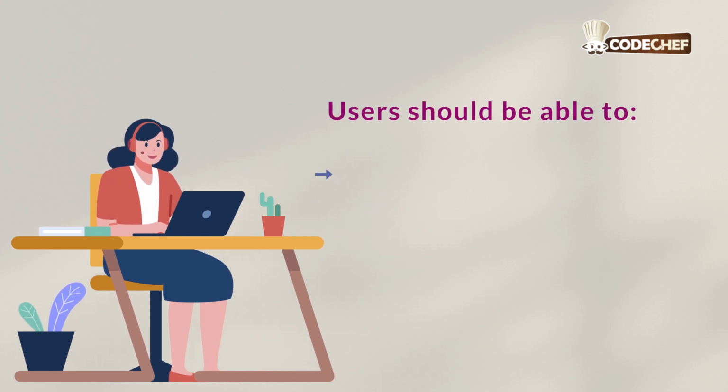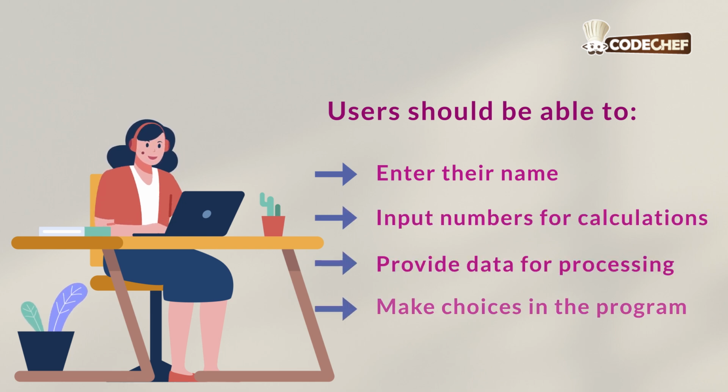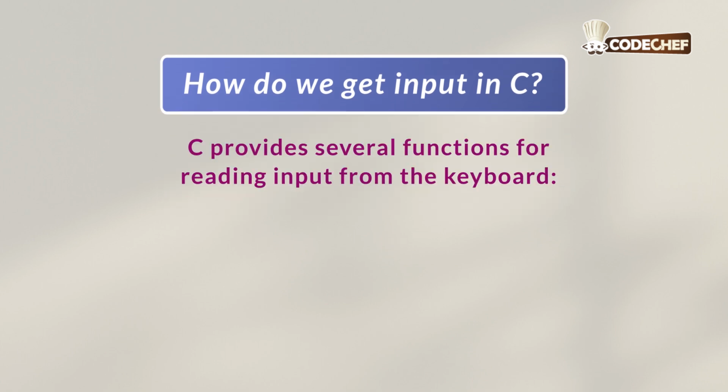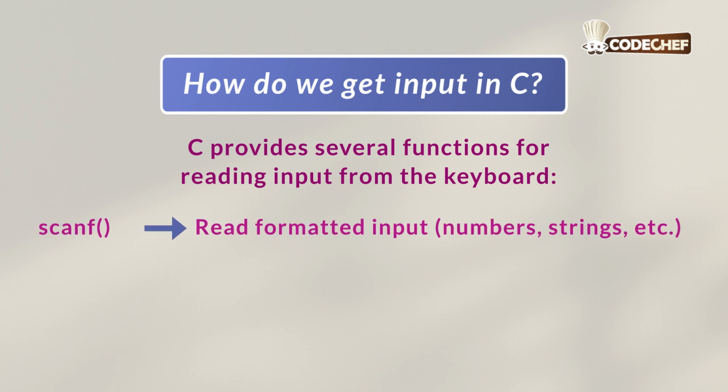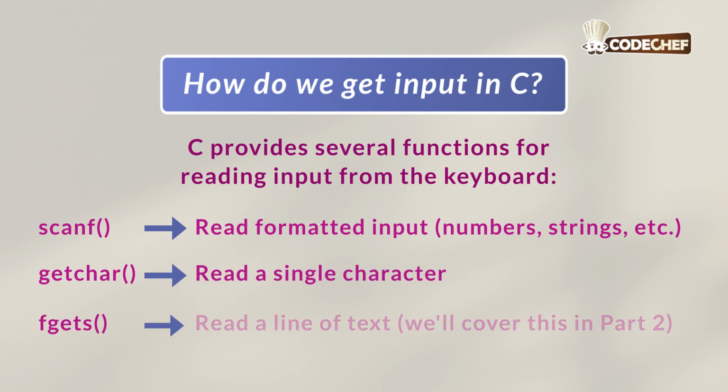Users should be able to enter their name, input numbers for calculations, provide data, and make choices in the program. So how do we get input in C? C provides several functions for reading input from the keyboard. scanf reads formatted input, getChar reads a single character, and fgets reads a line of text.